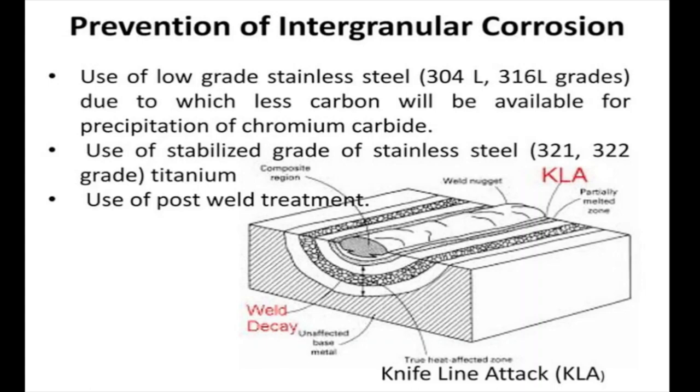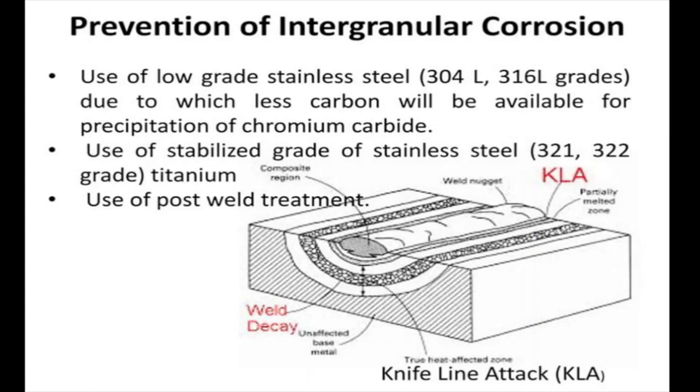So how do we prevent intergranular corrosion? In the figure you can see that there are several layers around the weld nugget or weld bead. We know that around that there is a region called the HAZ or heat affected zone. Around that weld nugget there is weld decay, and one particular region in the vicinity of the weld nugget is called the partially melted zone, then the composite region is at the center, and definitely the true heat affected zone is also mentioned in the figure. The unaffected zone is around that heat affected zone area.